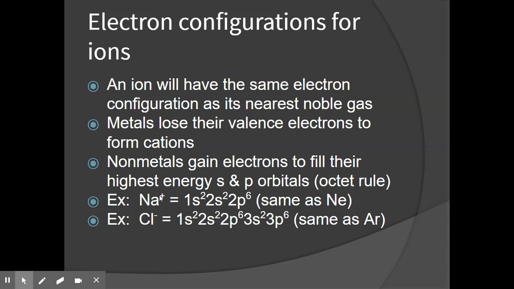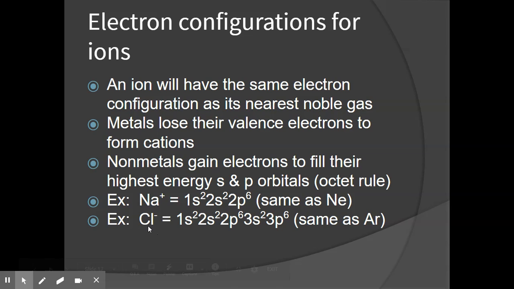For example, if I was to write the electron configuration of a sodium cation, which is a positive ion, sodium usually has 11 electrons, but this plus means it's lost 1. So then I would only have 10 electrons to configure, and using the order of fill, that would be 1s2, 2s2, 2p6, and that's neon's configuration.